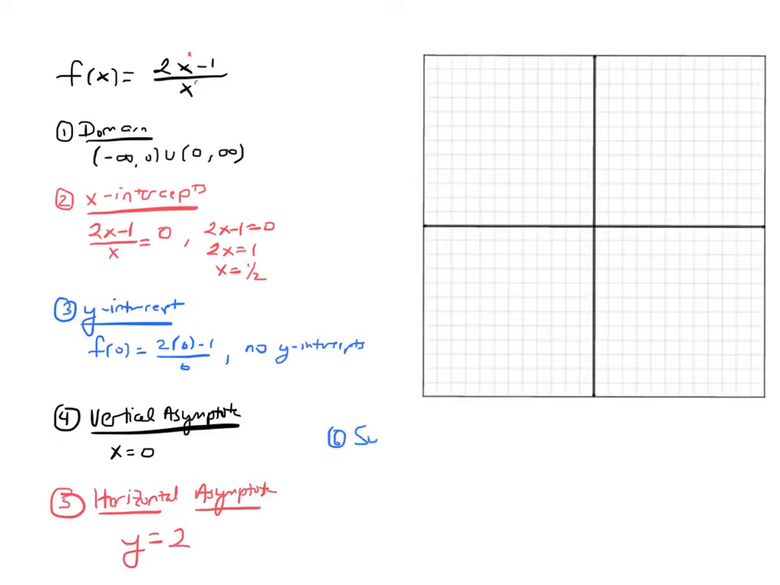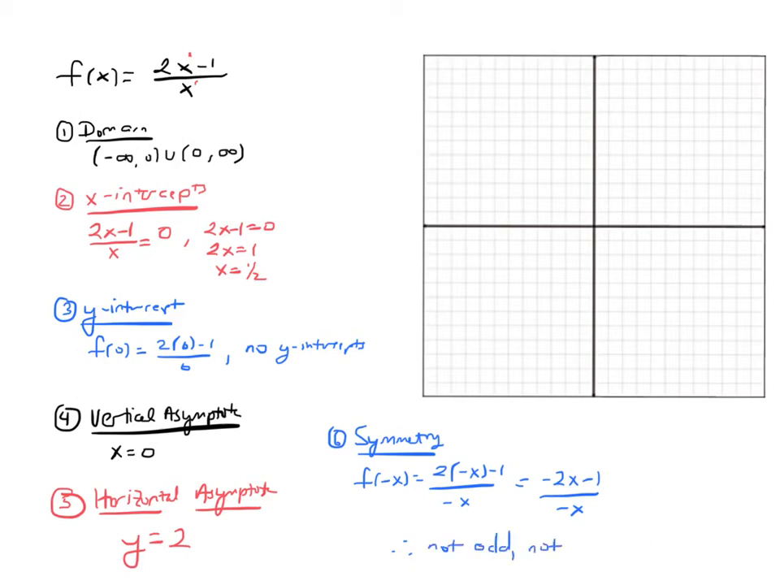And last, we check our symmetry. We'd like to see if this function is even, odd, or neither. We end up with negative 2x minus 1 over negative x, which is not equal to f of x, nor is it equal to the negation. So that means that our function is not odd and it's not even. So whatever we draw should not have symmetry with respect to the y-axis or symmetry with respect to the origin.